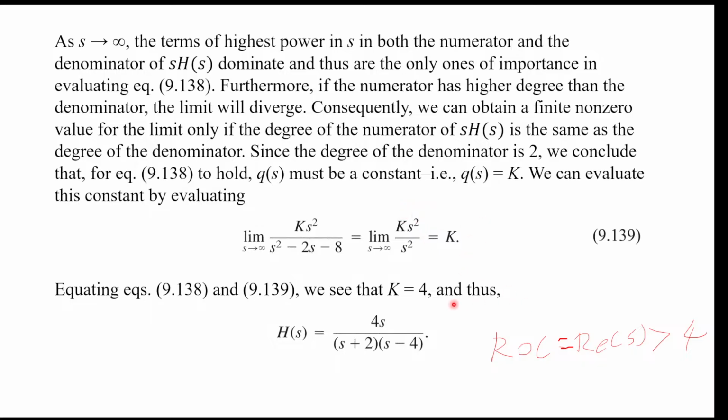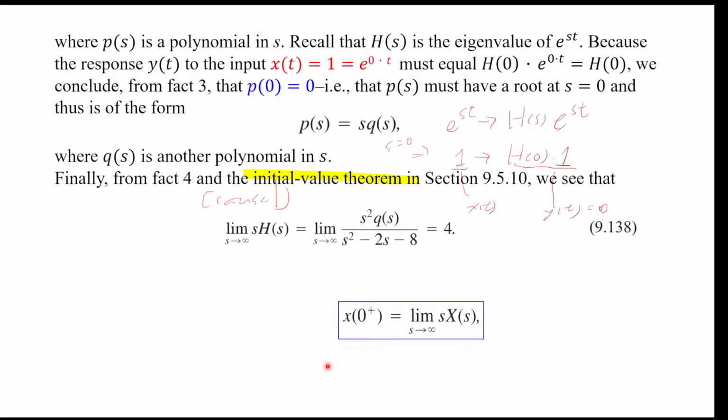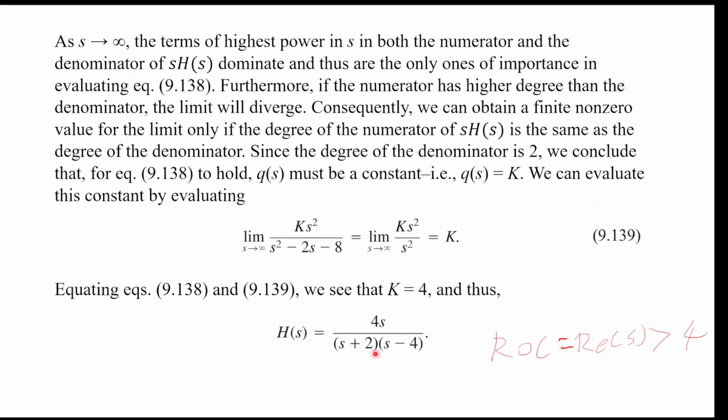Yeah. And so we have determined our H of s through all those conditions, and that is H of s equal to 4 times s divided by s plus 2 times s minus 4. Okay.